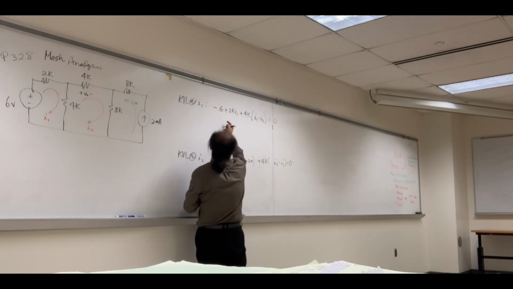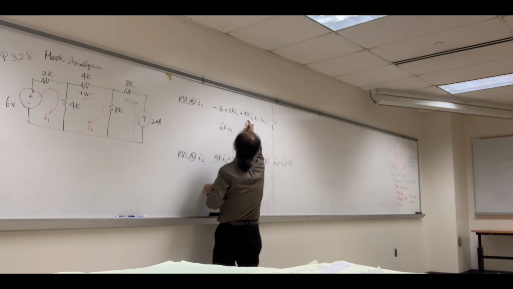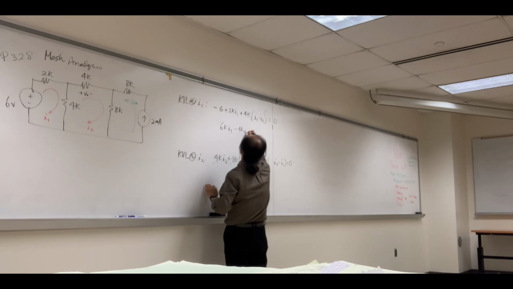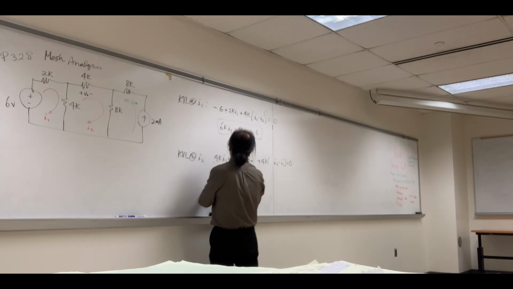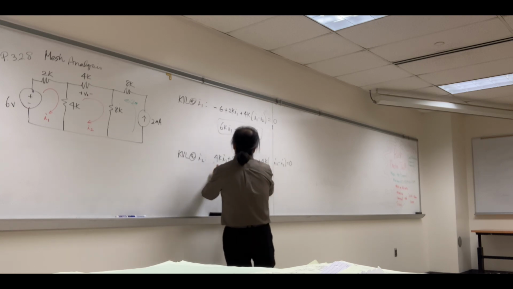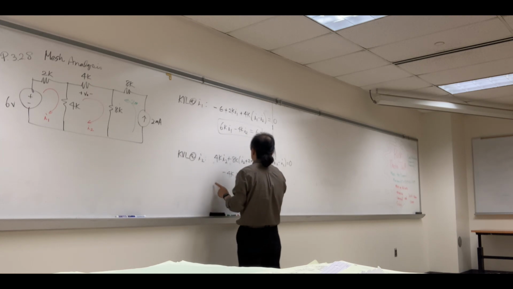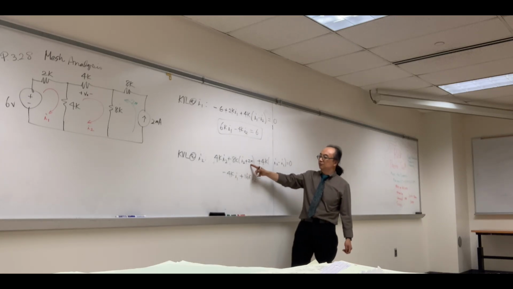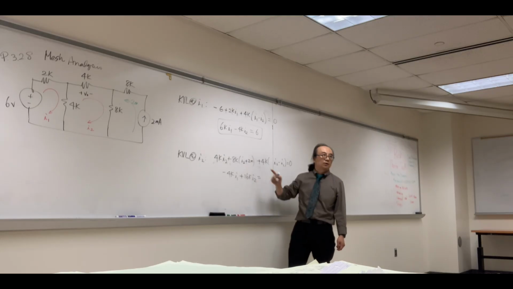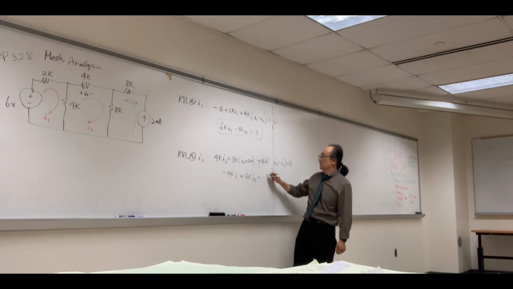I sub 1 term, 2K plus 4K, we have 6K I sub 1, negative 4K I sub 2 equals 6. That's the first equation. From the second equation, we have negative 4K I sub 1, then I sub 2 times 4K plus 8K, which is 12, so 16K I sub 2 equals 8K times 2 milli. So K and milli will give us 1, and 8 times 2 is 16. Move it over, negative 16.